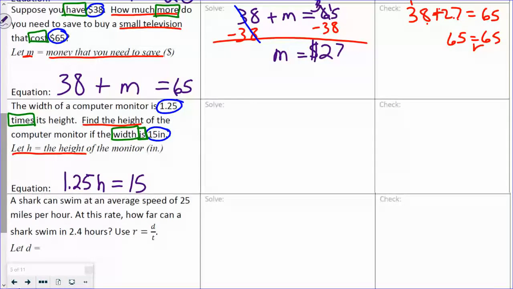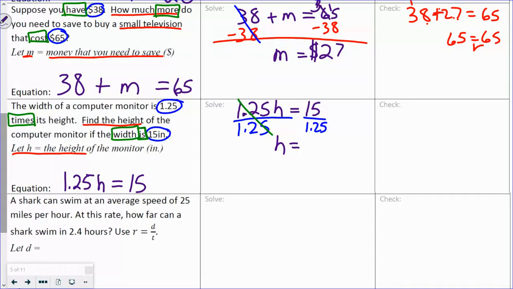So once we have that copied, we know we're going to come over. I see that it's a multiplication problem. The inverse of multiplication is division. So we're going to come in here. We're going to divide, all because I want to get h by itself. And 1 and 25 hundredths over 1 and 25 hundredths is 1. And h times 1 is h. So that's how we know that's by itself.